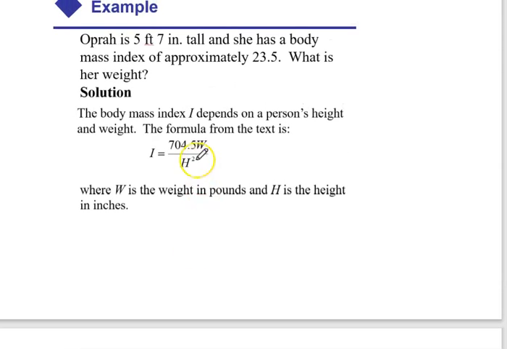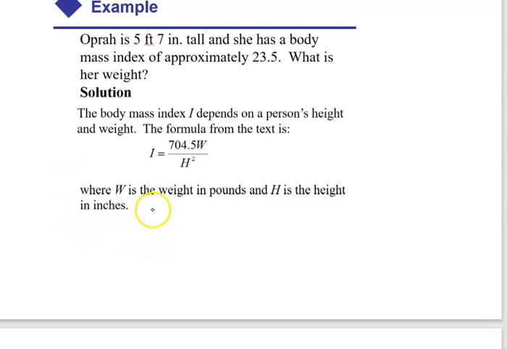They're asking us what is her weight? Well, in order for me to find her weight, I'm going to have to isolate that W. They've given me the other information, so I want to rearrange my formula. Now, there's two ways to go about this. I could plug in the information before I isolate my variable, but I'm going to isolate my variable to show you how that can work.